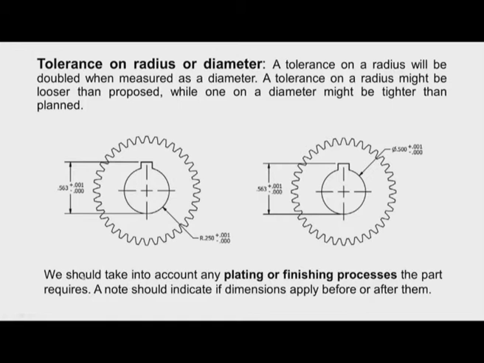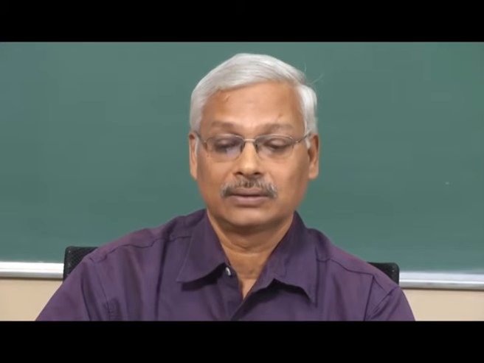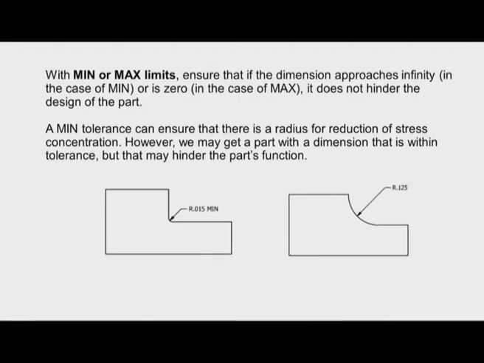And then whether any plating or finishing operation is specified on the surface. Whether plating is required, and what is the thickness of the plating, that also should be specified, whether the dimension specified in the drawing is before plating or finishing operation or after finishing and plating. Such things one should consider.